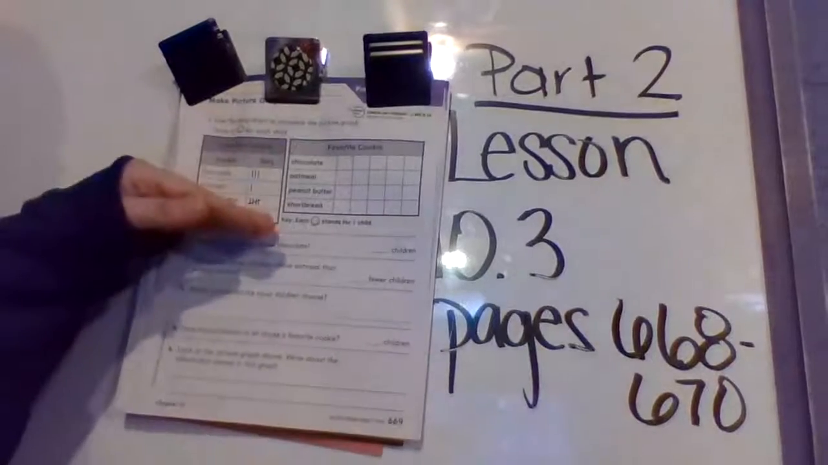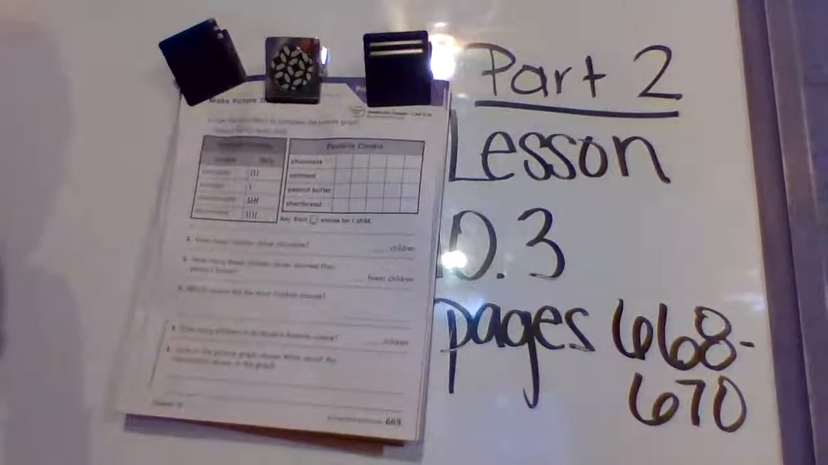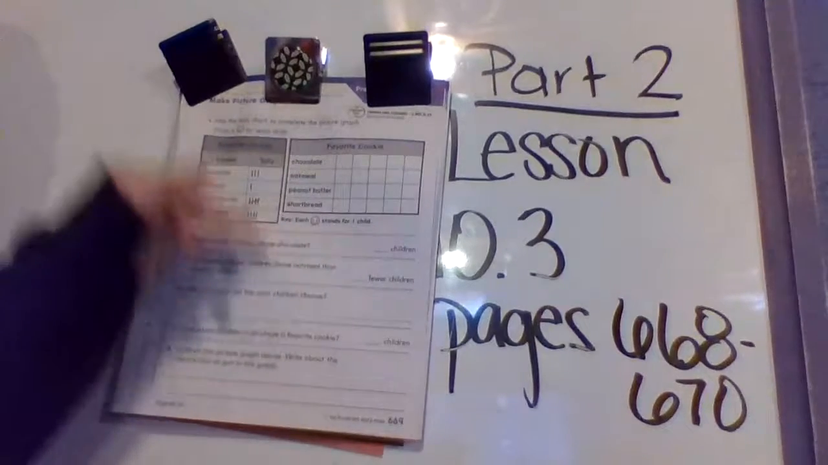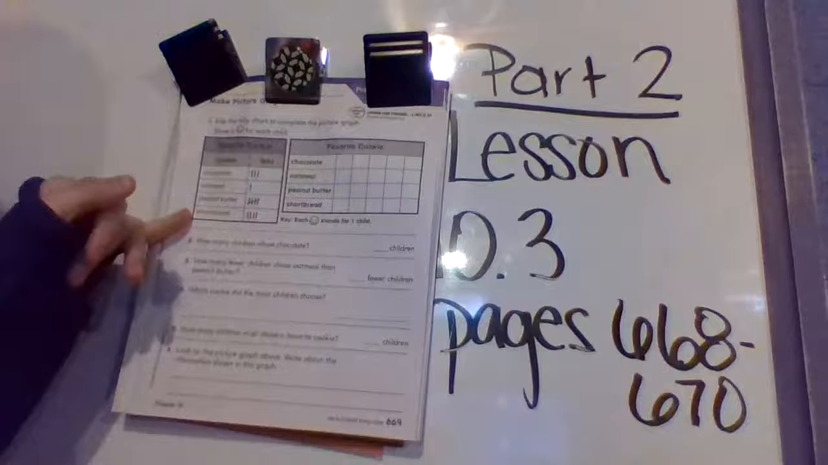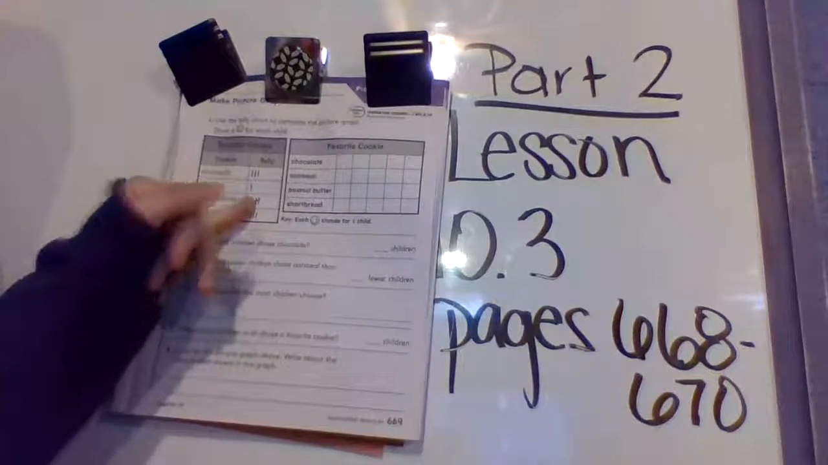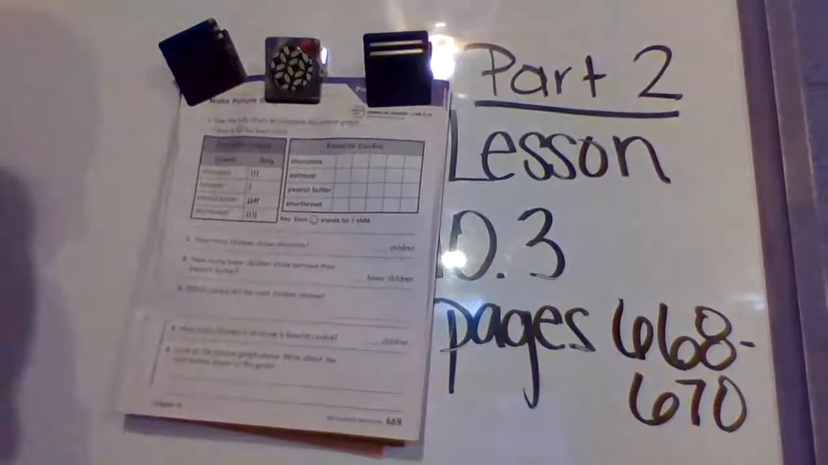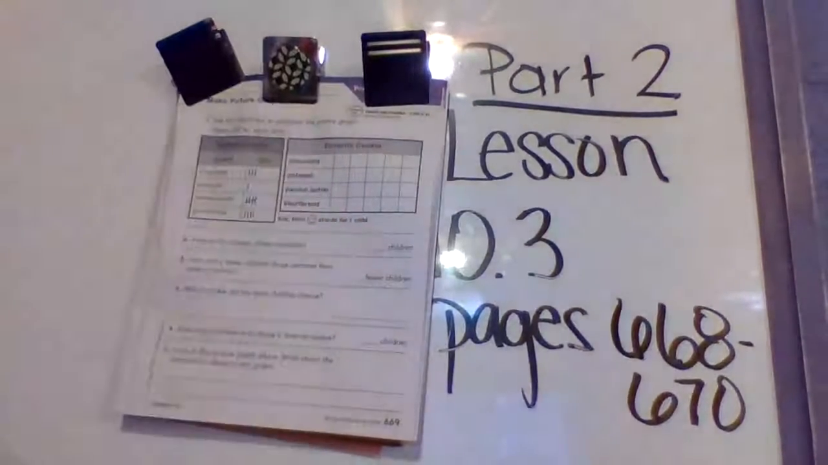All right, we're going to use this tally chart to complete the picture graph, and we're going to draw a smiley face for each child. So look at the data. It says favorite cookie. Cookies are chocolate, oatmeal, peanut butter, and shortbread. And we have 3 chocolates, 1 oatmeal, 5 peanut butters, and 4 shortbreads. So I understand what that data is showing me, and now I can move the data and make a picture chart.